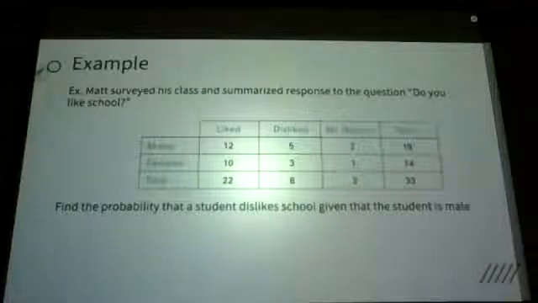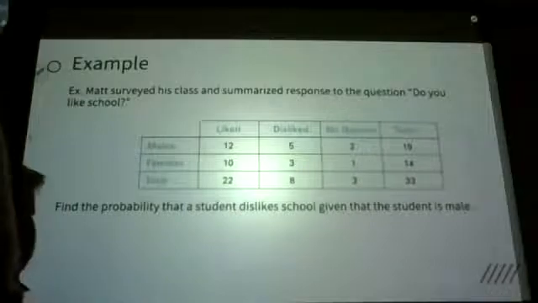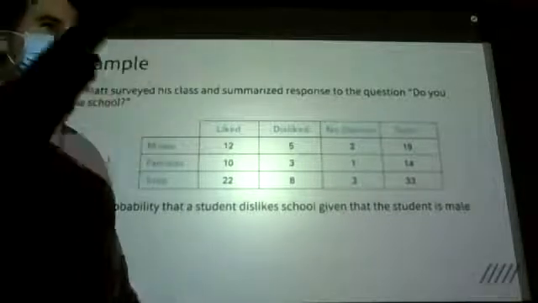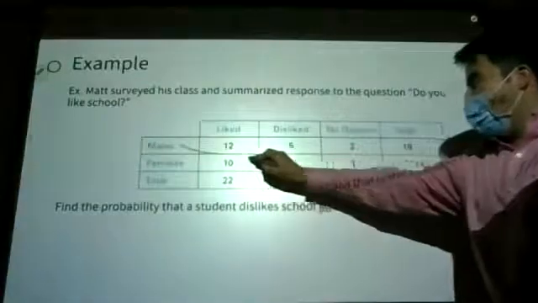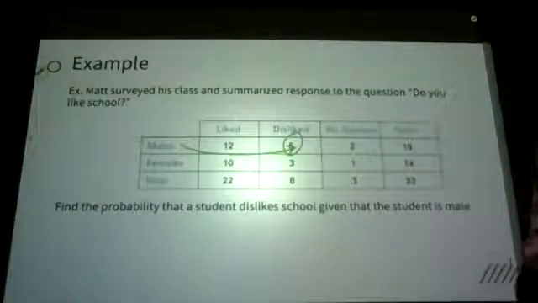Is it 5 out of 30? Sorry? 5 out of 30. 5 out of 33. You have almost the right idea. You're close. Sorry? 5 out of 19, yes. So the first thing, you are correct on this. There's 5 of them that dislike it, the 5 boys that dislike school, right?